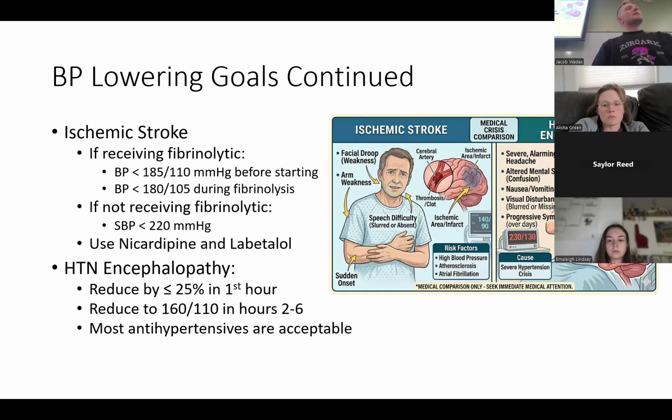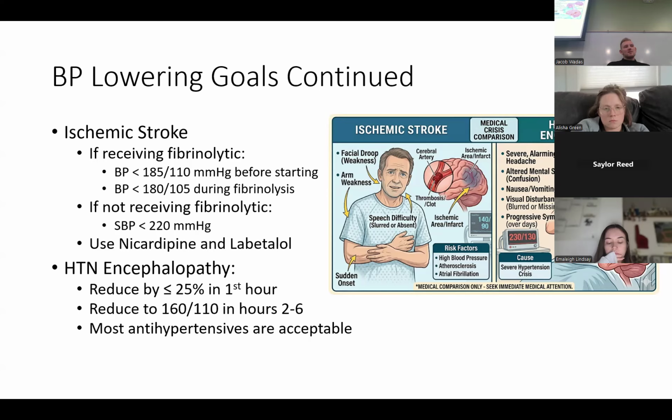All right, next is ischemic stroke. Remember, we covered ischemic stroke last time, right? If they're receiving a fibrinolytic, you want the blood pressure less than 180 over 110 before initiating, and then during fibrinolysis, you want to maintain it less than 180 over 105. If the patient is not receiving a fibrinolytic, we want to decrease the systolic blood pressure to less than 220. To do this, we use nicardipine and labetalol.